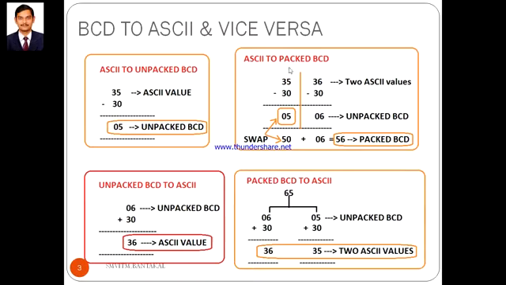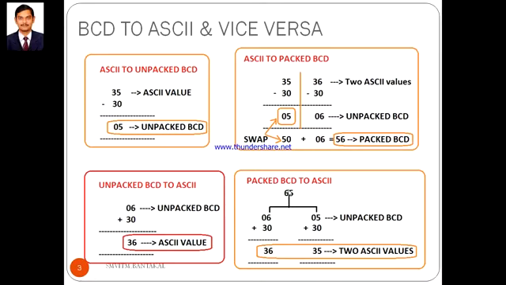Similarly, the reverse process, packed BCD to ASCII. If the value given is a packed BCD value, and I want to get the equivalent ASCII value, I have to first unpack the data. I unpack the data by using a masking process. We'll see in detail what the masking process is while writing the code.